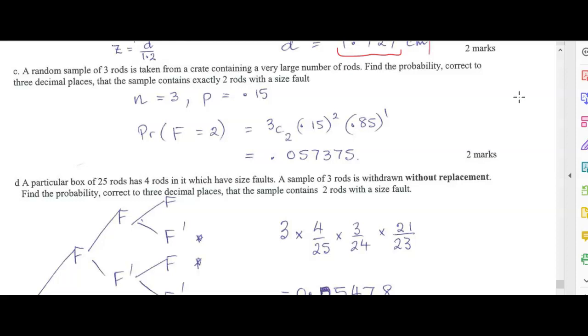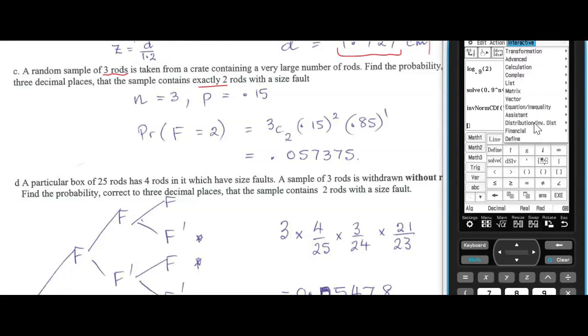And if you're looking at a sample size of discrete number, so in this case we've got 3, or if you're doing a number of trials, or if you're shooting goals or whatever, you can think, oh, that sounds like the binomial distribution. So we've got n equals 3, and the probability of a size fault is 0.15. And we want to have exactly 2.